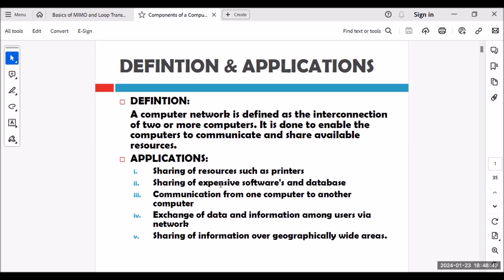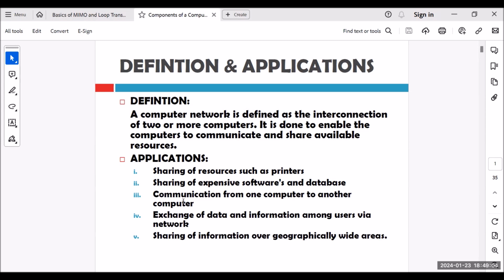Point number two is the sharing of expensive software and databases. So again, you buy some kind of software and you want that software to be used by a number of people. Again, you need to share your resource, or one computer needs to share the resource with other computers, and that is the other application of the computer network.